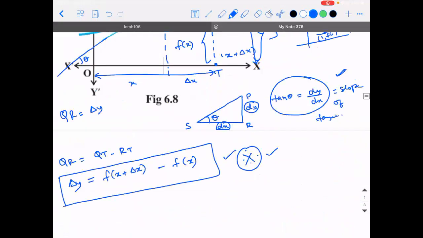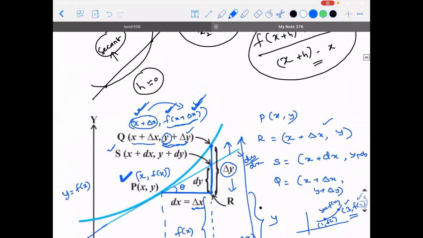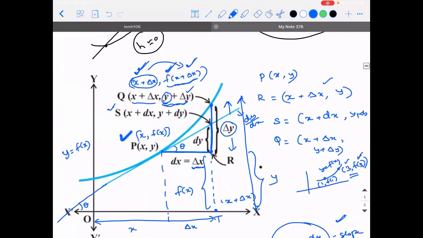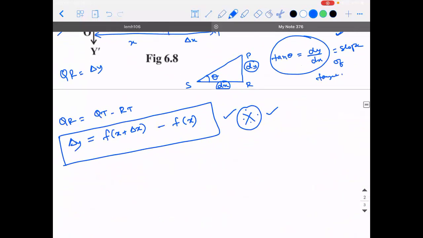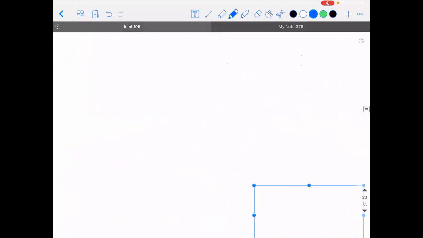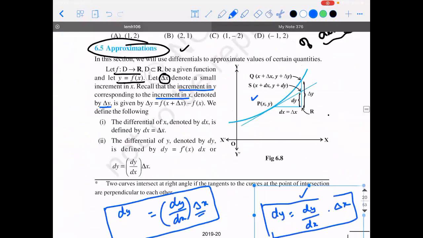Okay. So is this step clear? This is what I want to make a clear note of. F of x plus delta x, are you guys convinced with it? So this is f of x plus delta x minus f of x. So wherever you see delta y, we'll write f of x plus delta x minus f of x. So that is why they directly wrote it like this.